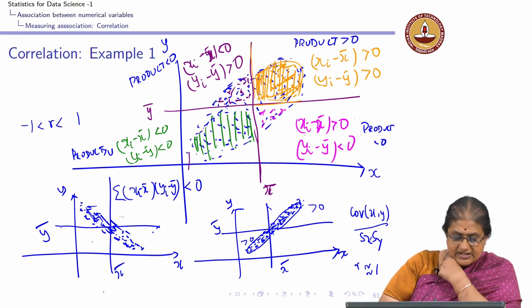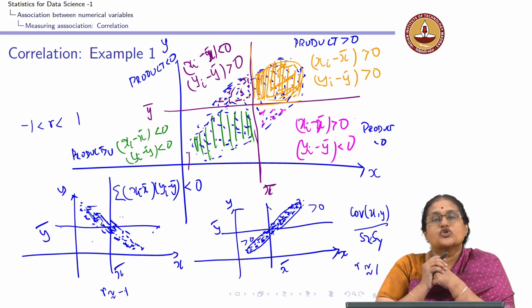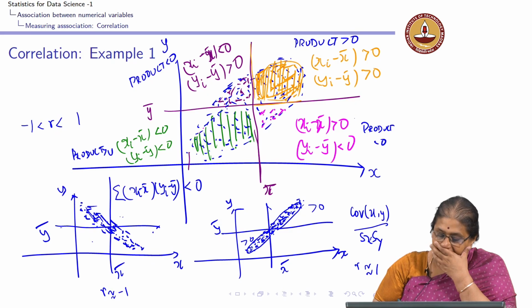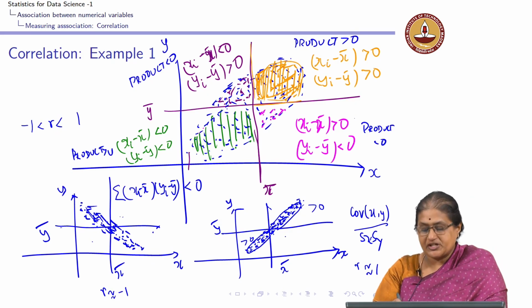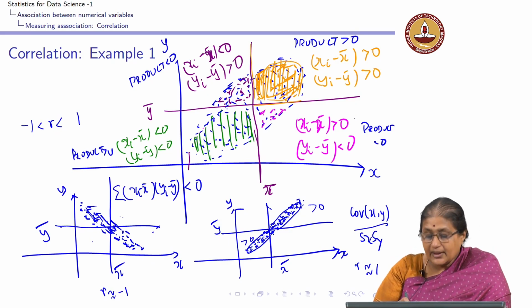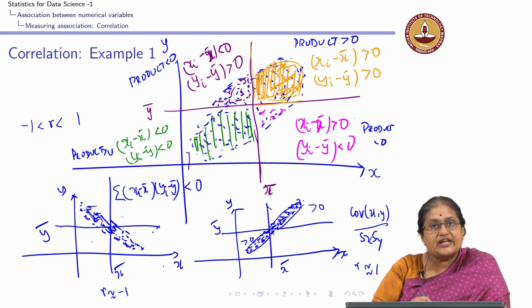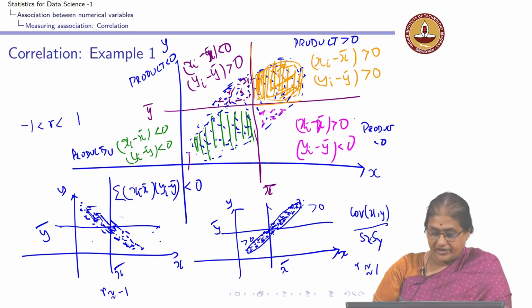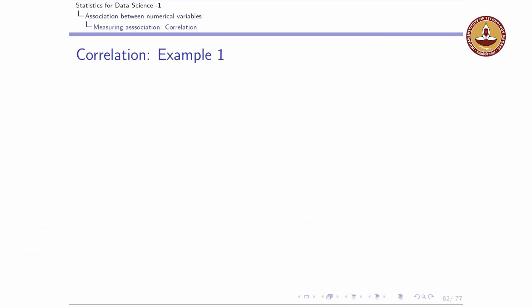Whereas, if my data is this kind, my correlation measure is very close to -1. So, this is a perfect linear relationship between x and y in the positive direction. This is a perfect linear relationship between x and y in the negative direction. Before I go to this data set, let us work on a small hypothetical example.